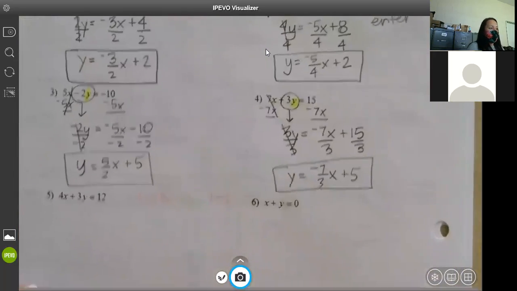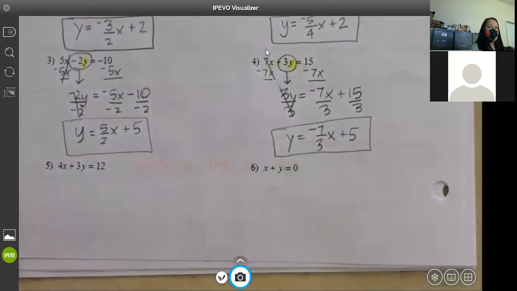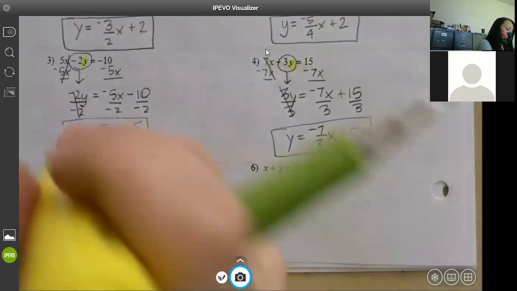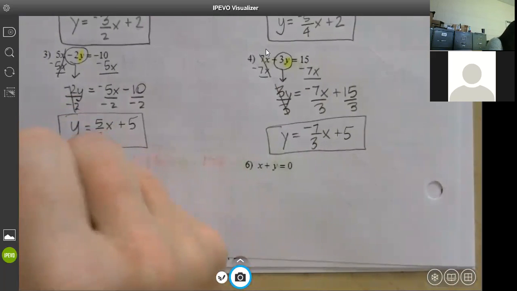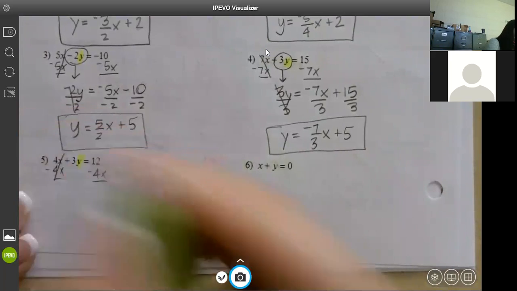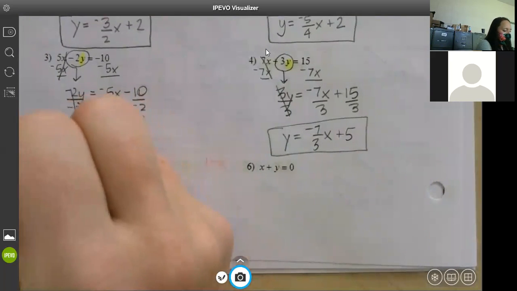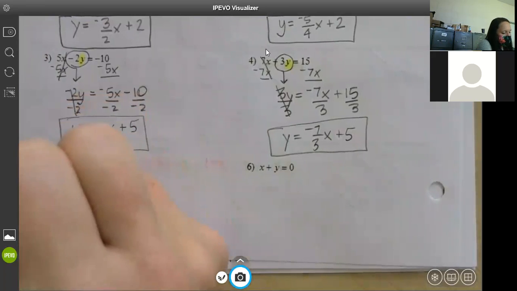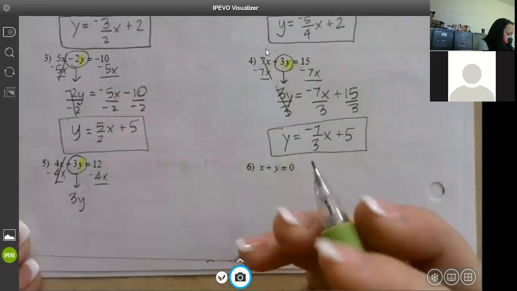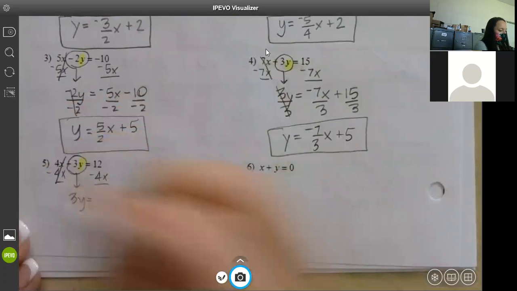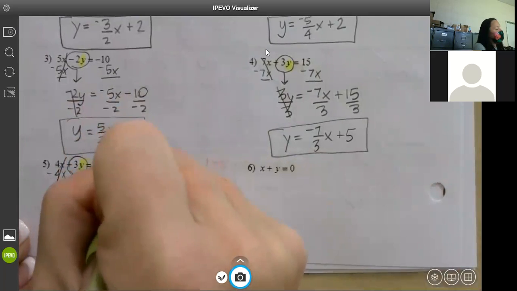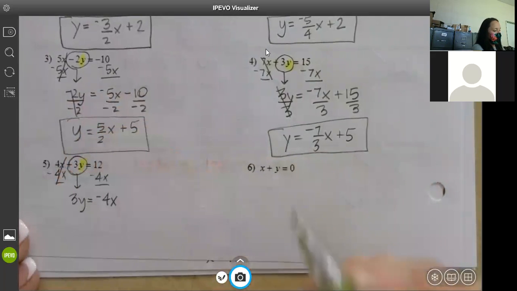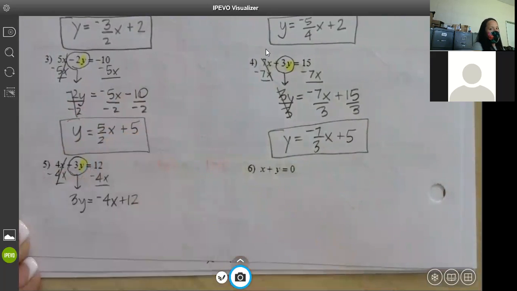Look at number 5. What's the first thing I need to do? Remember, we're solving for y. Subtract the 4x. What I do to one side, I do to the other. It's a positive 3y, so I'm going to bring down a 3y. What are we writing first? The negative 4x. Make sure you bring that negative with it. Okay, don't forget it. And then it's a positive 12.